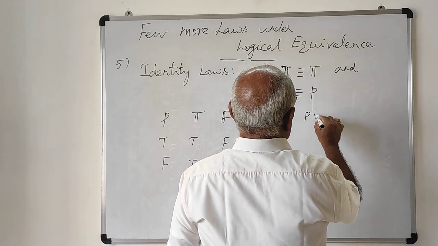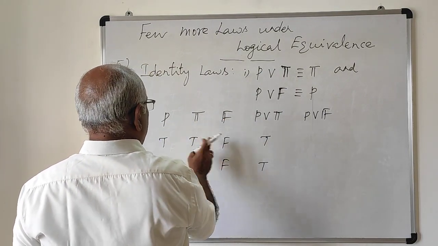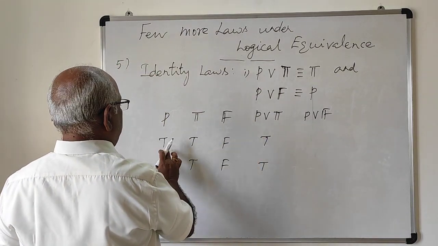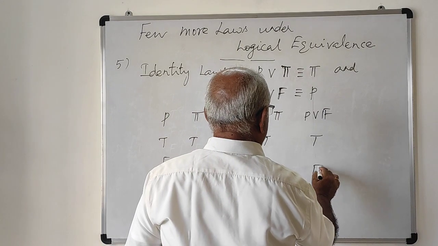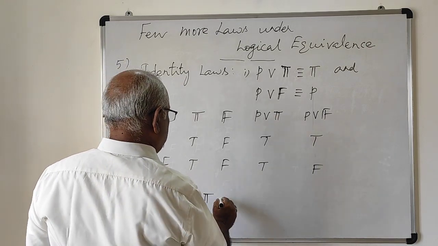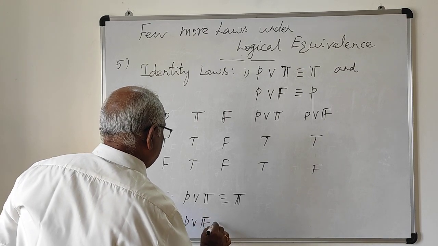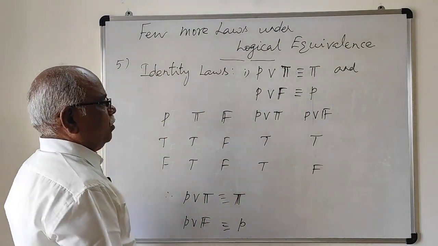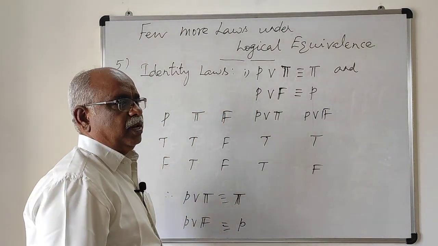And P disjunction contradiction we are going to see. Disjunction is T if any one is T. T disjunction F is T. Both are F, therefore the disjunction is F. It is again P. Therefore P disjunction tautology is equivalent to tautology, and the second one, P disjunction contradiction is equivalent to P. So we derived these two identity laws from this table. By using duality, we are going to derive the second set of identity laws.